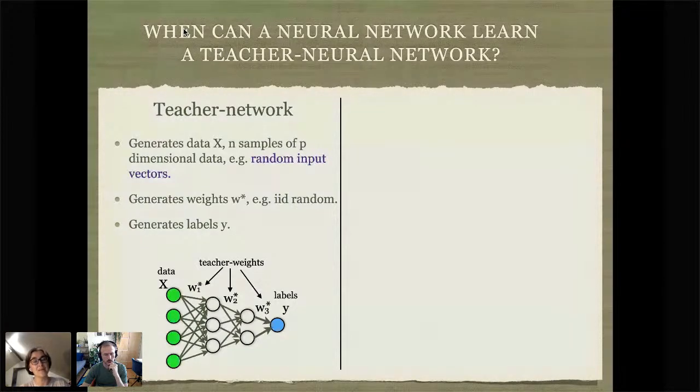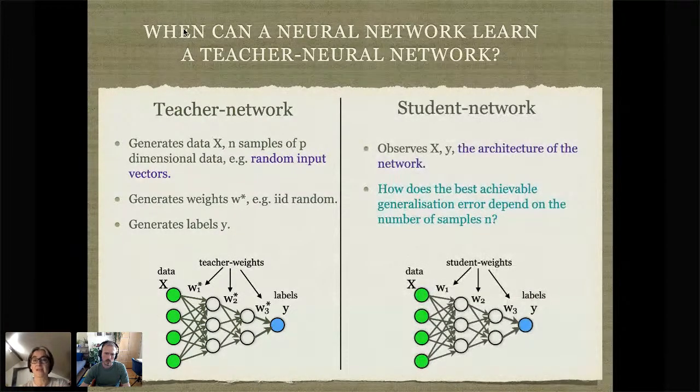And then how are the labels generated? They're generated by postulating some ground truth values of the weights that I call W star here, and using the feed-forward neural network, the teacher network, to generate the labels. And then the student network sees the inputs X and the labels Y. If you want to make things simpler, you can also show the student the architecture of the teacher network. That is, how many layers, what was their width, what were the activation functions. But crucially, it doesn't see the values of the weights W star.